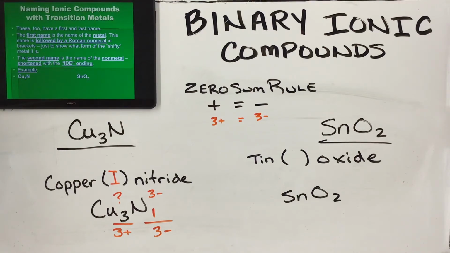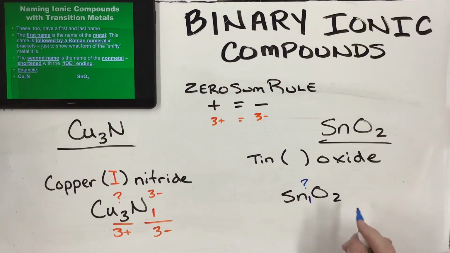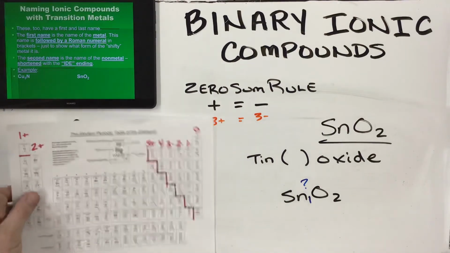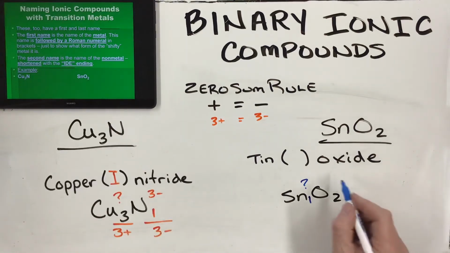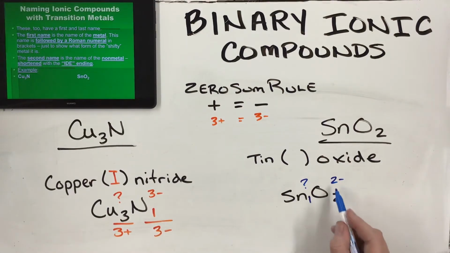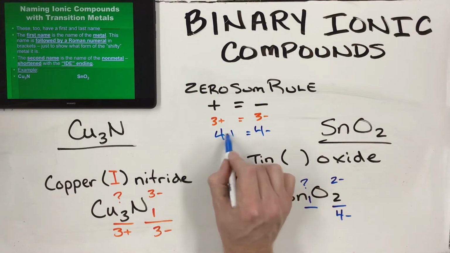And again, I have to find the charge on the tin. So let's go with what I know for sure. You know, go with what you know. I know I got 1 tin. I know I've got 2 oxygens. And I know the charge on oxygen is a 2. Right here, oxygen 2. 2 times 2 is 4. And we know since oxygen is the negative ion, it's 4 minus.